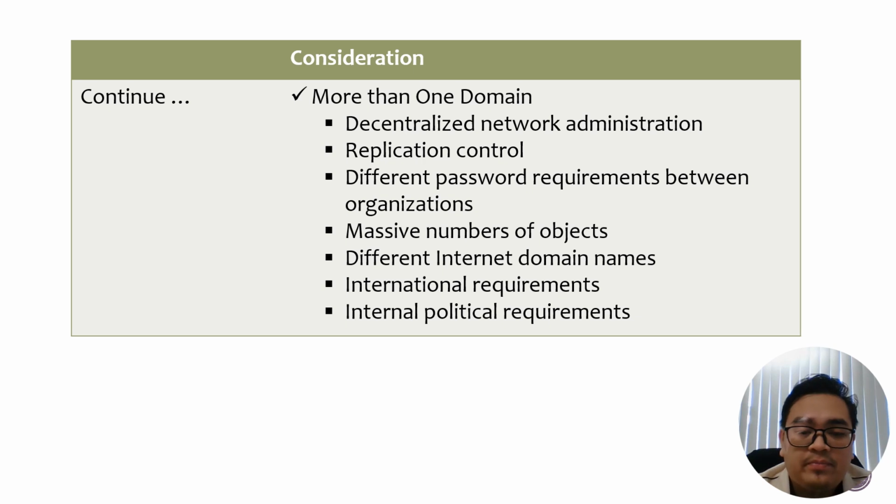Continuing from the previous one, we must consider more than one domain. As now we have one domain, we must consider more than one domain, where it must have decentralized network administration, replication control, different password requirements between the organizations, massive number of objects, different internet domains, and also international requirements, international protocol requirements.